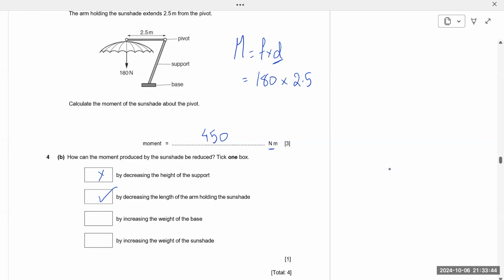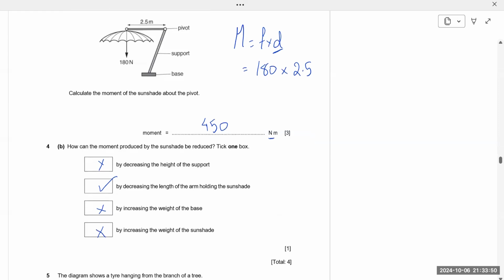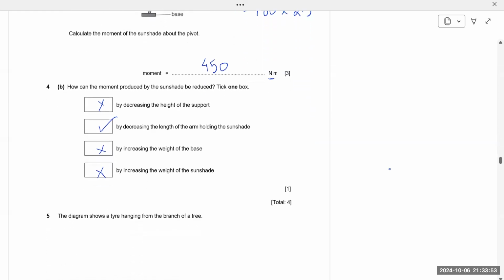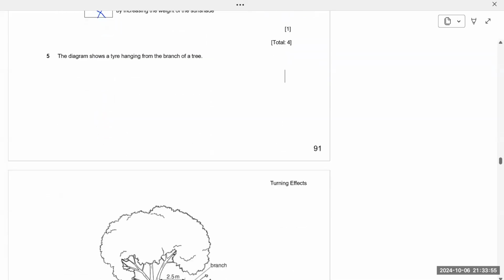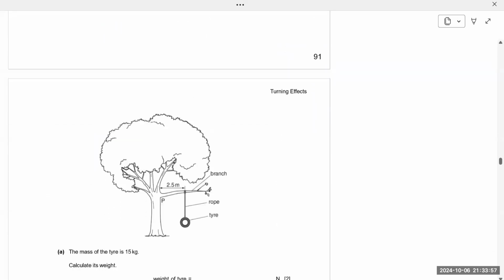Okay. By increasing the weight of the base. لا مش هتفرق في المومنت. By increasing the weight of the sunshade برضو لا، بالعكس ده هيزود المومنت. Increasing the weight will increase the moment. Okay, number 5.